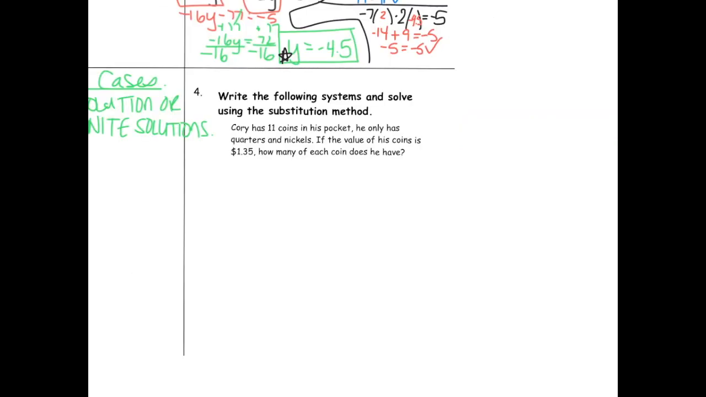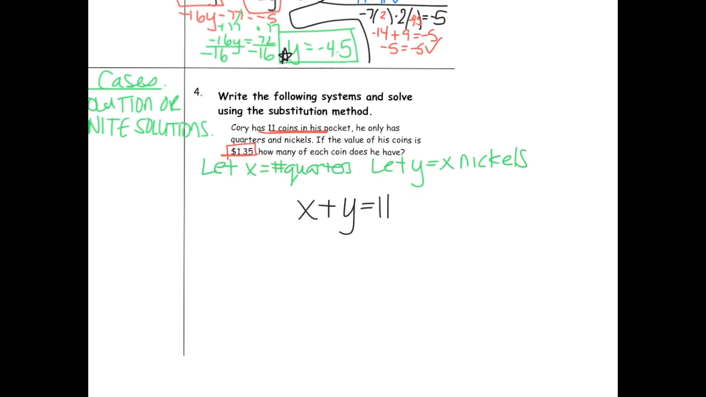Write the following systems and solve using the substitution method. We can try to solve it. Corey has 11 coins in his pocket. He only has quarters and nickels. So we're going to let x equal the number of quarters and y equal the number of nickels. We know he has 11 coins in his pocket and the value of the coins is $1.35. Okay, so we know in total between my quarters and nickels, I have 11 coins. And I know that a quarter is worth 25 cents each, and then a nickel is 5 cents each. I know I have a total of $1.35 in my pocket.